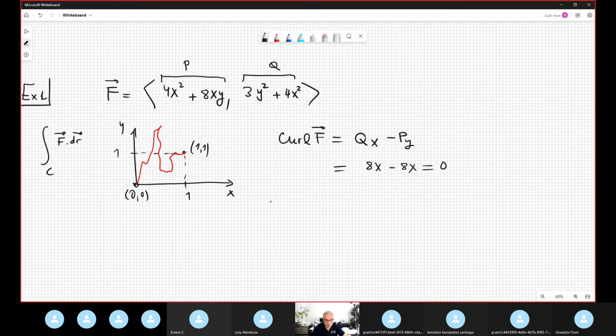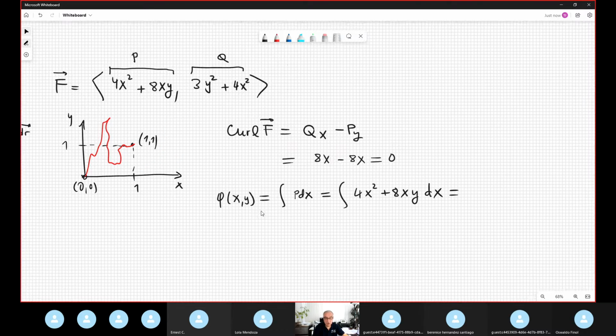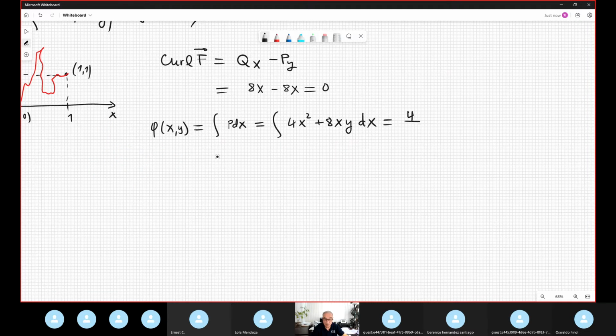And the potential function is super easy. Look at that. The formula is the antiderivative of p dx. The antiderivative of 4x squared plus 8xy with respect to x is 4/3 x cubed plus 4x squared y, since 8 divided by 2 is 4.